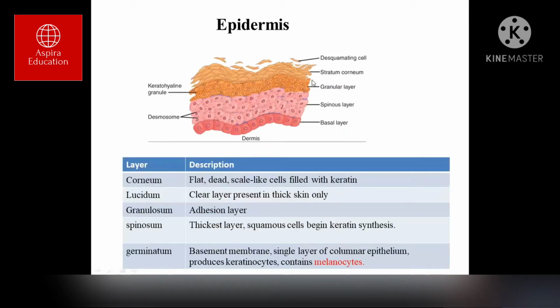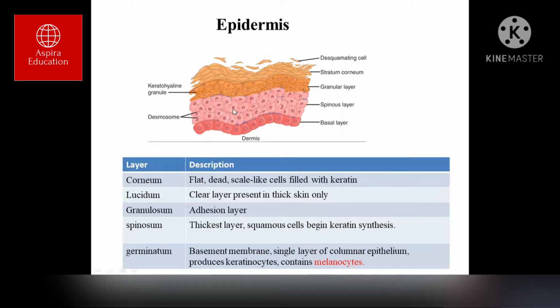Histologically, the epidermis can be divided into the following five sublayers. One is the stratum corneum. This stratum corneum is composed of flat, dead, scale-like cells called keratin. Then we have stratum lucidum, consisting of a clear layer, which is generally present in the thick skin area. It may be absent in the thin skin area. Then you have stratum granulosum. So granulosum acts as an adhesion layer between the corneum and the spinous layer.